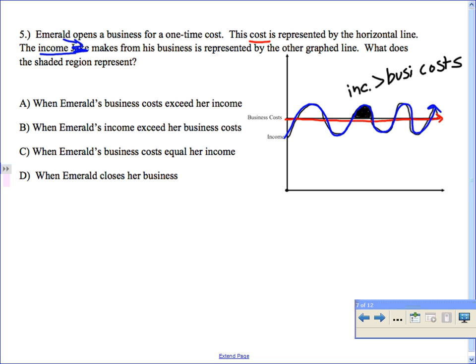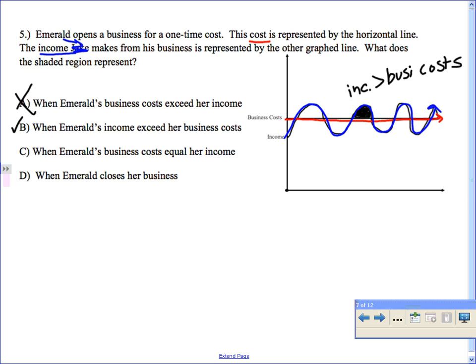So letter A says, when Emerald's business costs exceed her income. That's not true because the graph does not show that the business costs are greater than the income. That would mean that the red line would have to be bigger or greater than the blue line. So A cannot work. The red line is not greater than it. B says, when Emerald's income exceeds her business cost. And remember, the income is what they make from the business. So B could be true. Let's just read C and D to make sure.